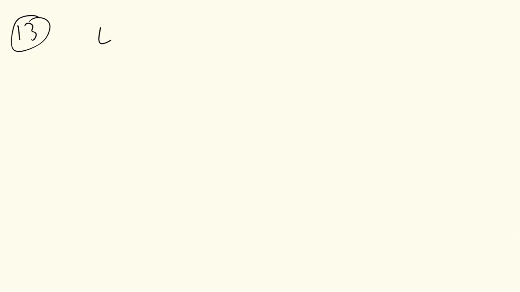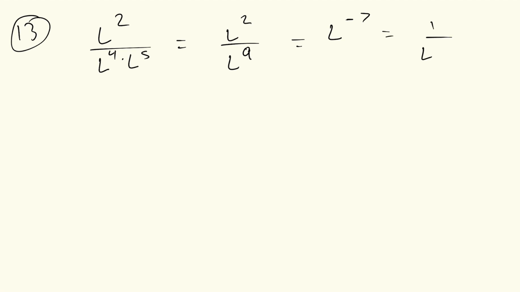Let's go L squared over L to the 4 times L to the 5. Now once again, we follow the same process. If we want to simplify this, it'll be L squared over L to the 9. 2 minus 9 is equal to negative 7. So we're left with L to the negative 7, or 1 over L to the 7. Now both these answers work, but 1 over L to the 7 is usually considered more correct.